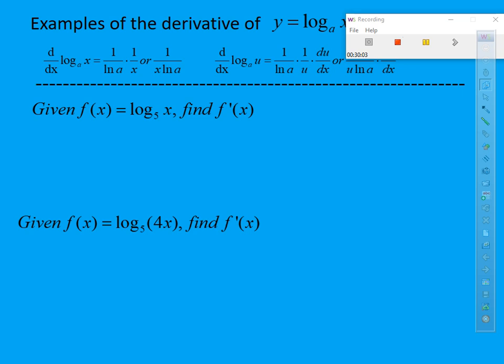Think what your rule says. It says it's the derivative of your u over your u times the natural log of the base. So f prime of x is going to be the derivative of the x, which is 1, over the x, times the natural log of your base. All done.